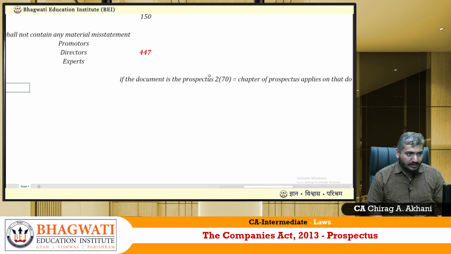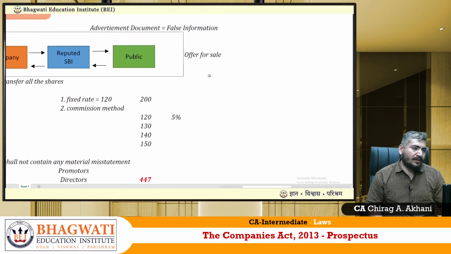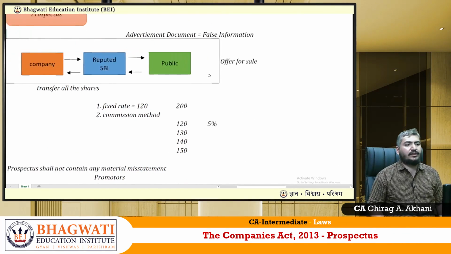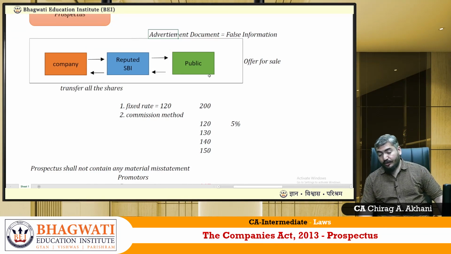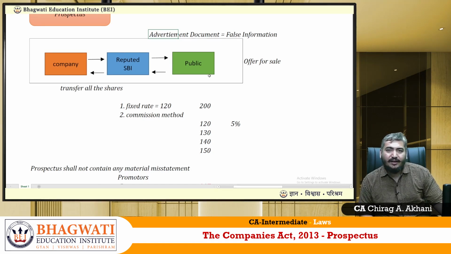So our entire debate is whether this advertisement document, what we are talking about in this offer for sale transaction, is a prospectus or not. Because if it's a prospectus, then the entire chapter of prospectus will be applicable. And if it is not a prospectus, then the chapter doesn't apply. If it is considered a prospectus and the chapter applies, then the responsible officers, whether they belong to State Bank of India or even the company, are liable under section 447 for providing misleading information to the public.